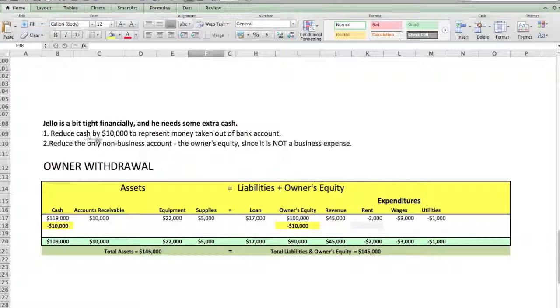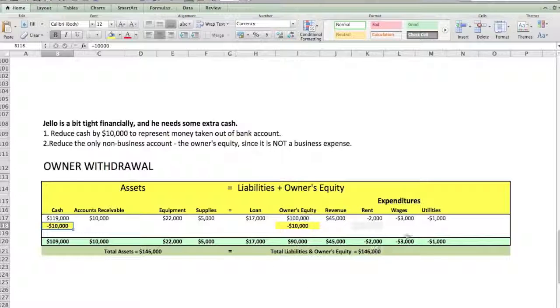Jello will reduce his cash by $10,000. This represents money taken out of the bank account. So once again, we will credit cash $10,000. It'll drop it to $109,000 in the bank. Now, to offset it, it's not a business expense. He's not doing this to pay for something for the business or to even pay himself something he calls a salary. This is just extra money he wants out of the till.